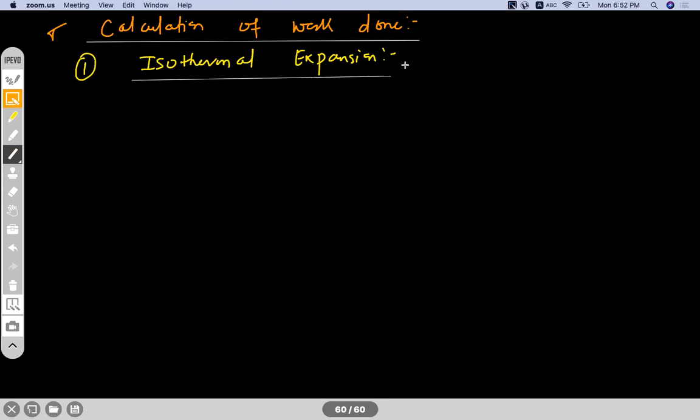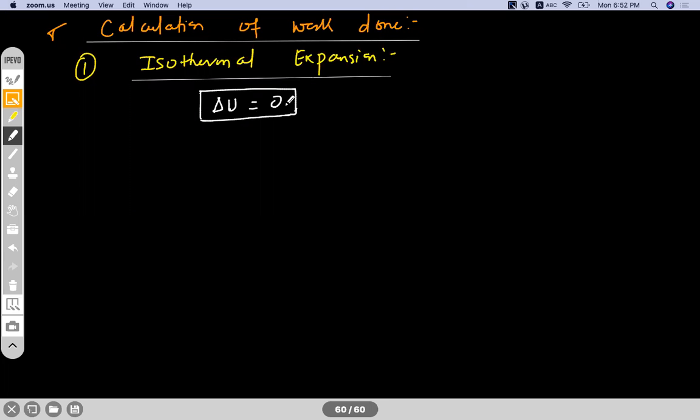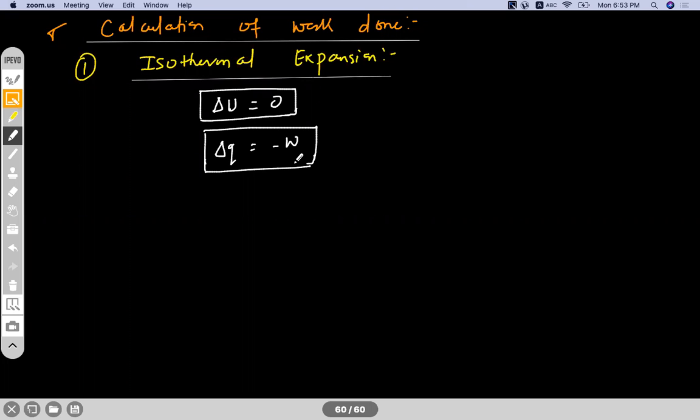Isothermal expansion. So expansion is taking place without a change in temperature. So delta T is zero in this process. Since we have delta T zero, the change in internal energy is zero because temperature is constant. Internal energy is a function of temperature. We have expansion, so work done by the system, right? So we have delta Q is equal to minus W. Heat absorbed, delta Q positive. Work done by the system, W negative. Okay, so heat absorbed and work done by the system.